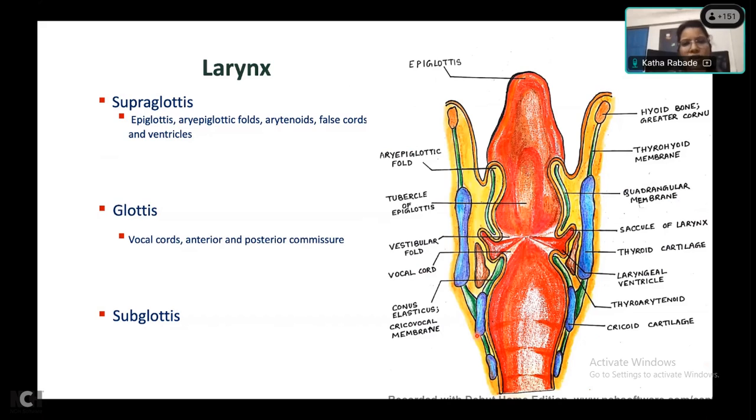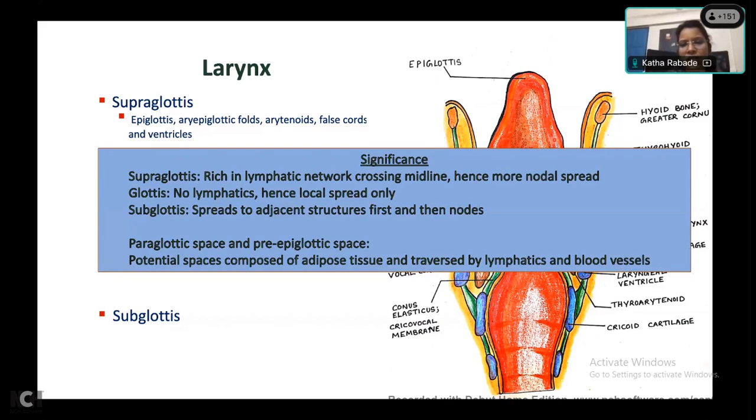So supraglottis has a rich lymphatic network, hence there is more nodal spread. Glottis has more local spread, and subglottis also spreads to the adjacent structures first and then to the nodes.